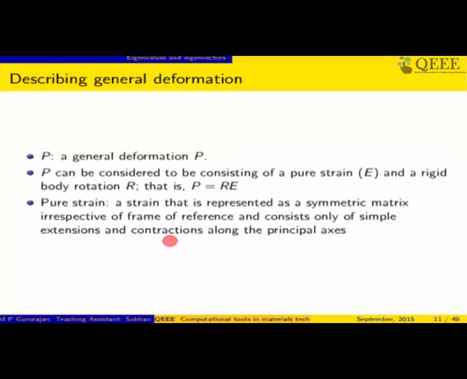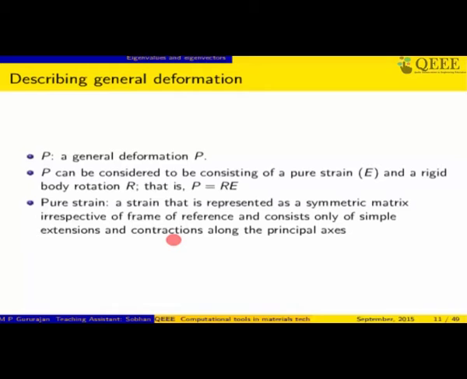Now if it is symmetric, then the 12 and 21 components are the same, the 13 and 31 components are the same, and the 23 and 32 components are the same. So instead of 9 independent components, you will get 6 independent components: the diagonal components and the upper off-diagonal components. All the lower off-diagonal components will be the same as the upper ones. That is known as a symmetric matrix, and pure strain is a strain that can be represented as a symmetric matrix irrespective of frame of reference. It doesn't matter which frame of reference you are looking at, it will always give you a symmetric matrix.